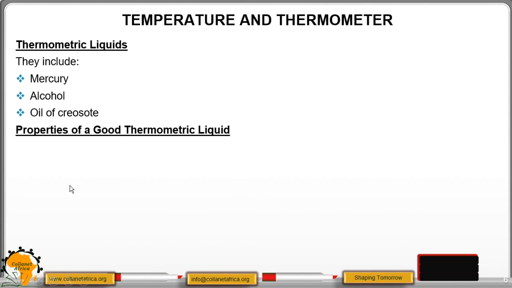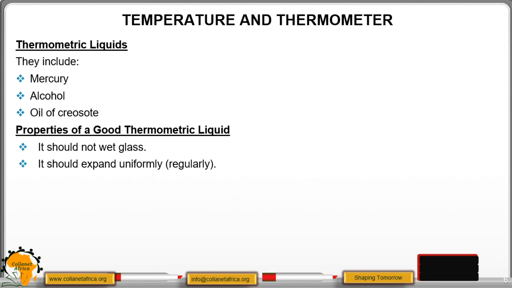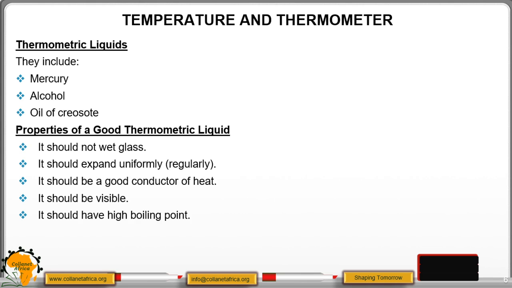We look at the properties of a good thermometric liquid. One, they should not wet or stick on the glass. They should expand and contract uniformly. They should be a good conductor of heat. They should be feasible. They should have a high boiling point and a low freezing point.